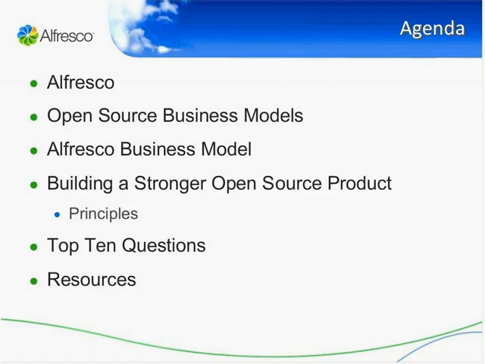Then we'll look at different open source business models and the approaches we've taken. We've continued to evolve and to listen to both our customers and our community. Then we'll talk about our business model and our focus on building a stronger open source product. John Newton wrote a blog when we announced 3.1, going through the principles behind the product, the company, and our business model.